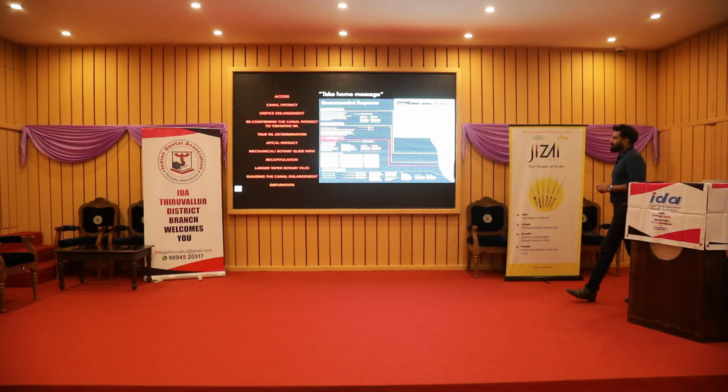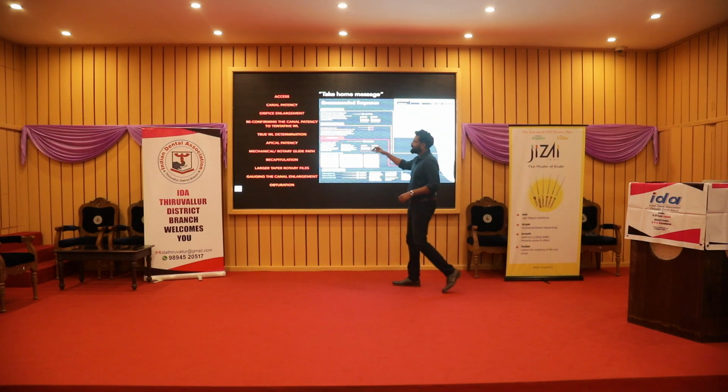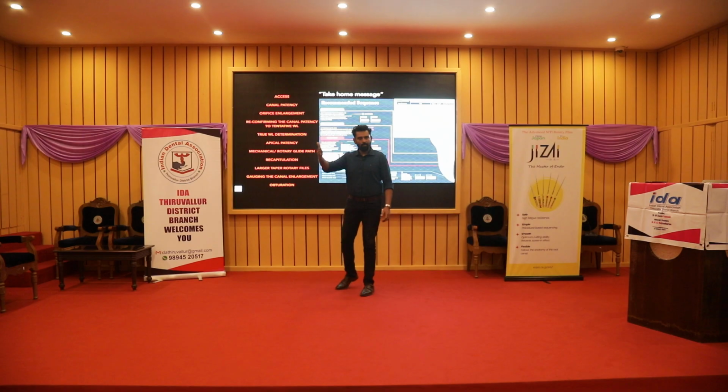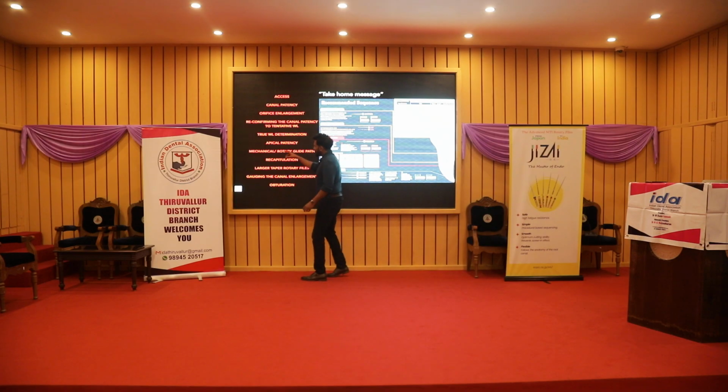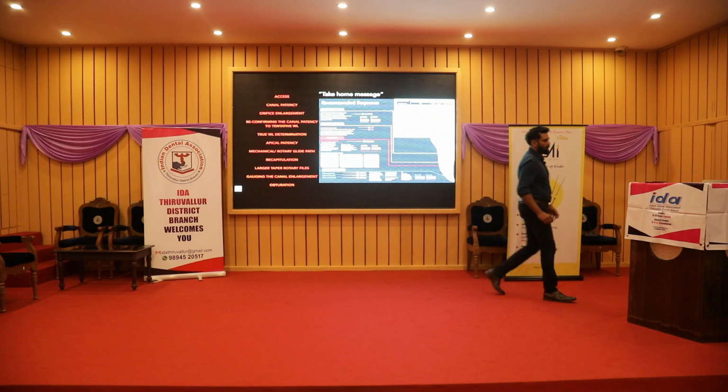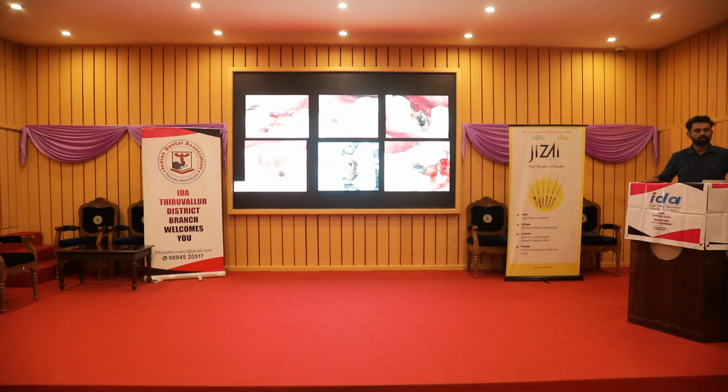So the take home message, as we know: axis opening, canal patency, orifice enlargement, true working length, apical patency, mechanical or rotary glide path. Mechanical glide path is done using your normal K files, that is your 10, 15, 20. Likewise, for rotary glide path, we have the Jezai rotary glider, you can use that. Recapitulation with larger tapered rotary files, that means your 6% or 4% rotary files. And finally, gauge the canal using the GP, and finally obturate. Got it?